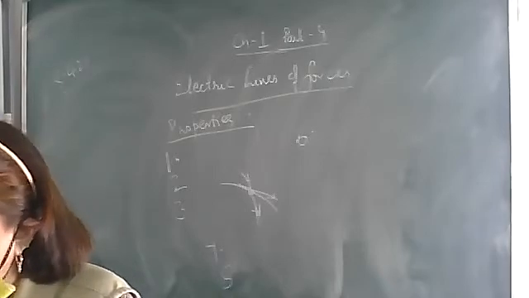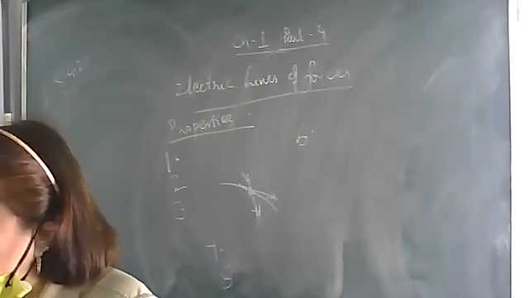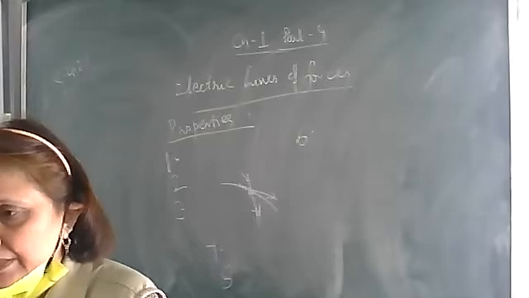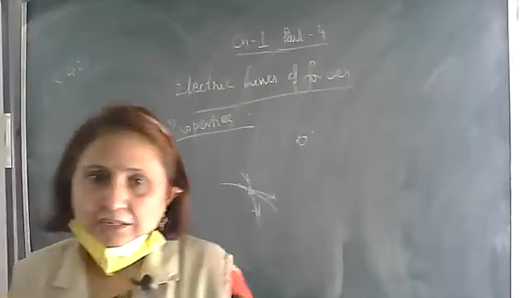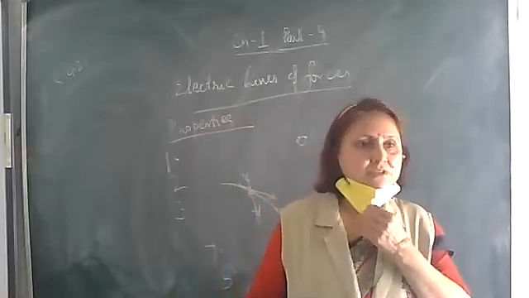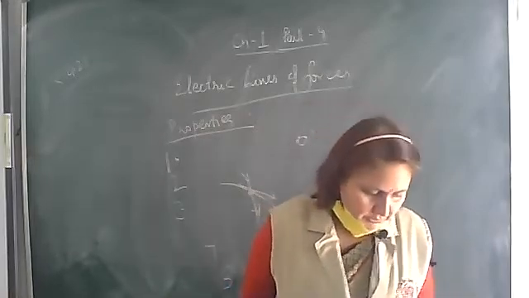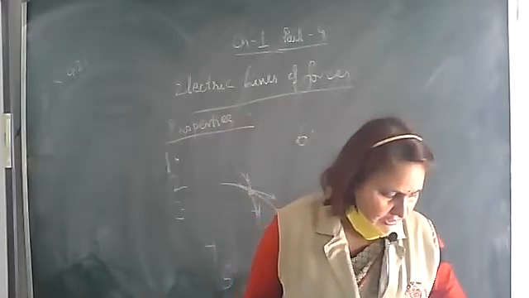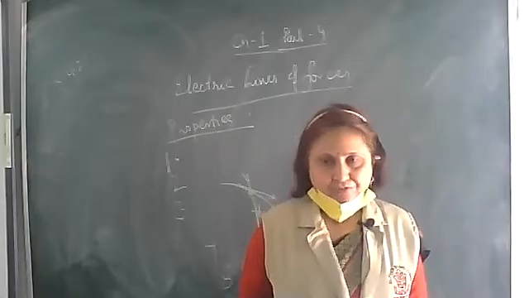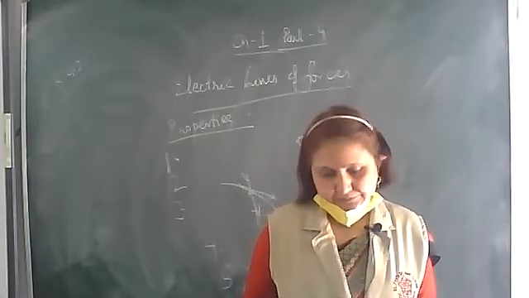One more property you can write down. Wherever the lines of forces are crowded, there the strength of the electric field will be more, and where they are far apart, there the electric field strength is less. So write down: the closeness or the crowdedness of the electric lines of forces gives the strength of the electric field.